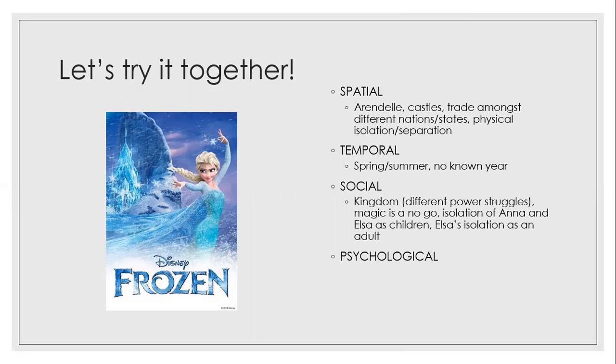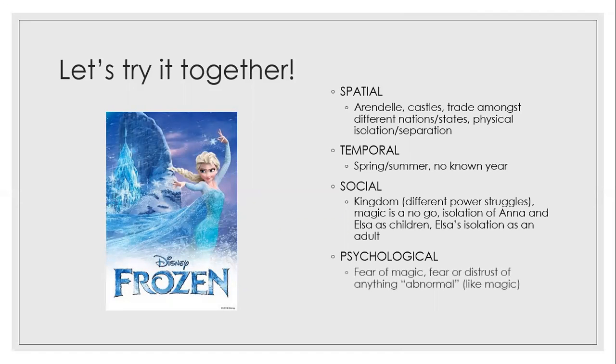Then the other part of the social is the isolation of Anna and Elsa as children and Elsa's isolation as an adult. The princesses are hidden from the world. Elsa's was to keep her from hurting anybody else, keep her hidden until she got her powers under control. And Anna was just kind of collateral damage, if you will. But as they got older, Elsa's isolation just continued, even after she became queen, when she ran off and isolated herself.